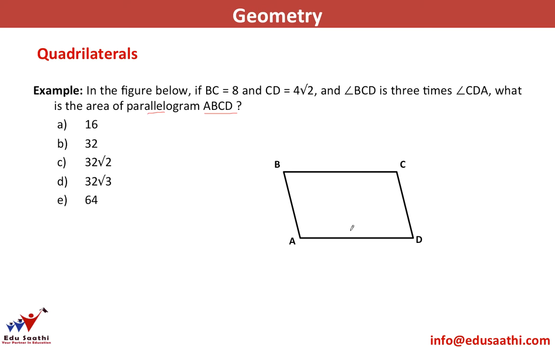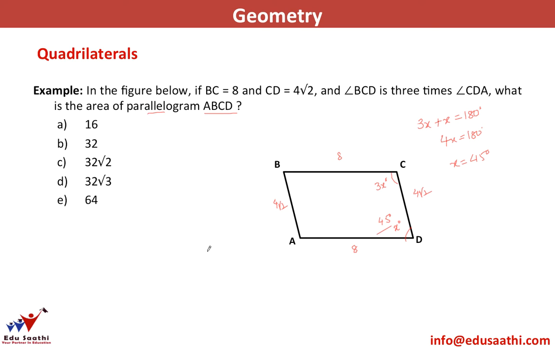Now in case of a parallelogram, I know that the opposite pair of sides are equal and parallel. So this is what I know, and I know that the sum of adjacent angles is 180 degrees. And it is given to me in the question that angle BCD is 3 times angle CDA. So if I add them and put it equal to 180 degrees, I'll get the measure of angle ADC. ADC comes out to be 45 degrees.